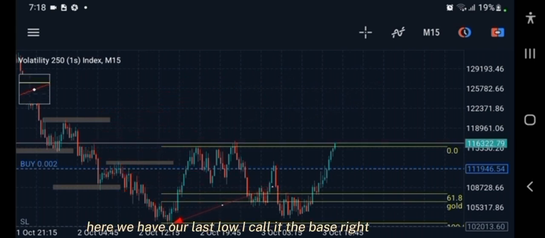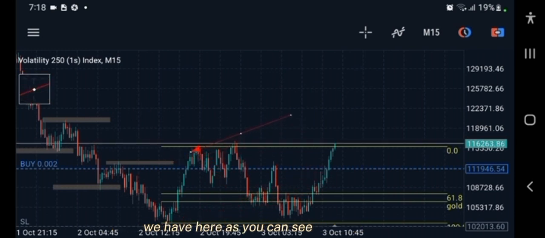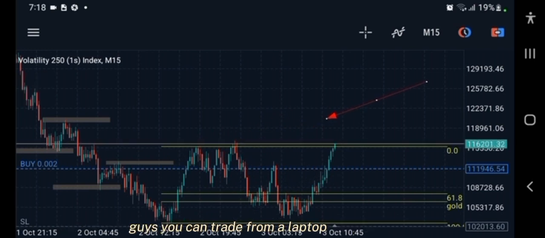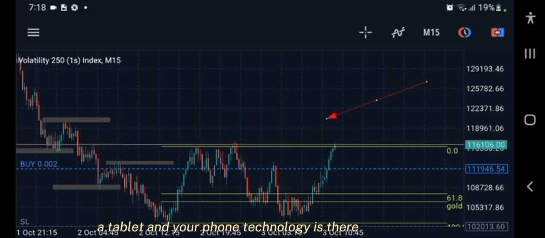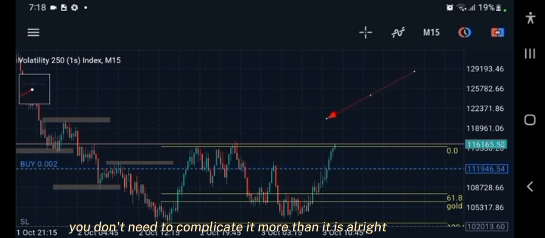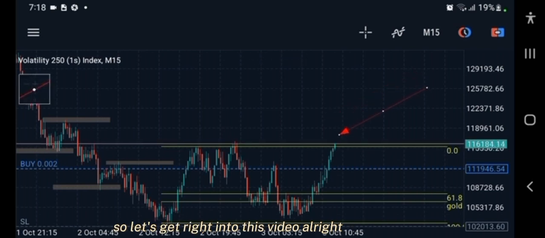Here we have our last low, I call it the base. Right, as you can see, we're trading from our phone. Most persons will say you can't trade from your phone. Guys, you can trade from a laptop, a tablet, and your phone. The technology is there. Don't complicate it. If you're trading with fancy indicators, you're complicating your trade, guys. You don't need to complicate it more than it is. Alright, so let's get right into this video.